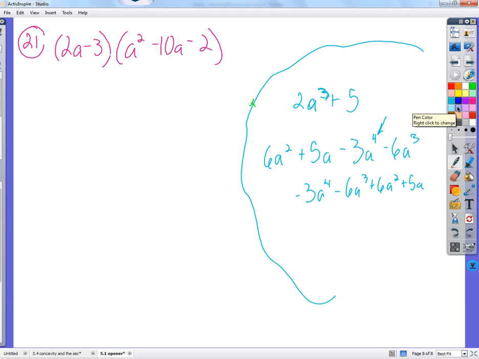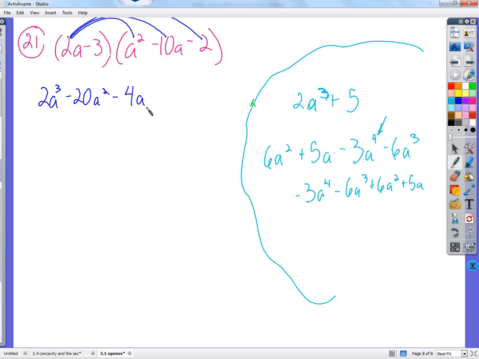And slow. Maybe you need it to be slow. Maybe you don't. Maybe you're ready to move on. I'm just going to make sure to multiply 2a by everything in here. So 2a times a squared. That's the first one. That's 2a to the third power. Okay, so we multiply 2a by a squared, and now we're going to couple 2a with negative 10a, so that gives us negative 20a squared. A times a is a squared. And 2a times negative 2 is negative 4a.